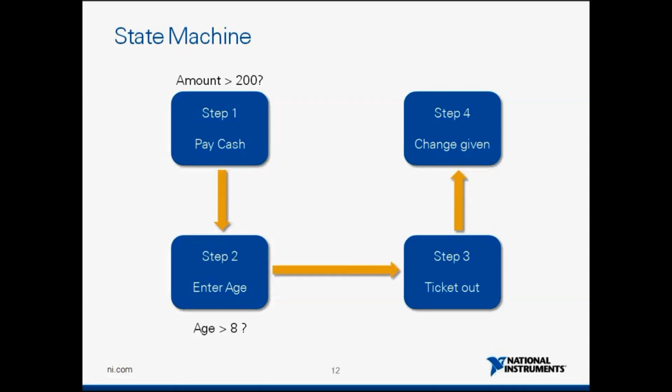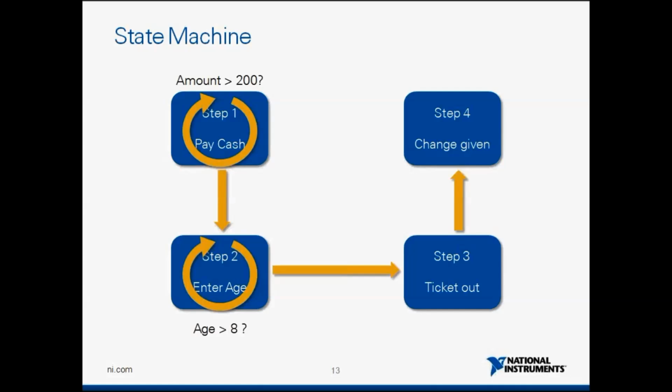Next, what if the customer doesn't enter the age at all? I need this step to continuously execute. That is, I need to have a continuous loop running here until the condition is met. Similarly, I need step 1 to execute continuously until the customer has rendered the required cash.